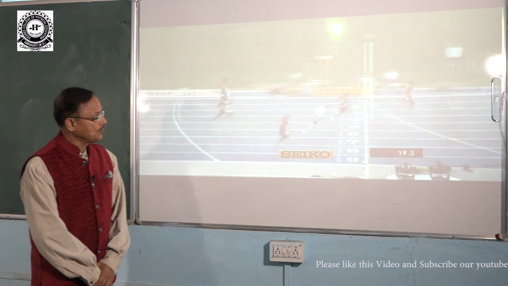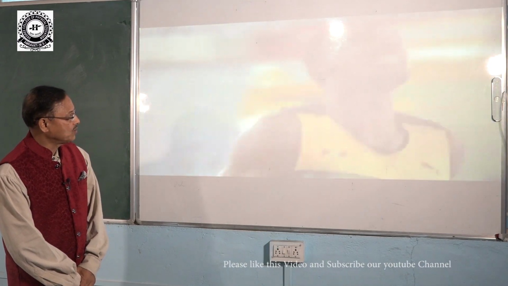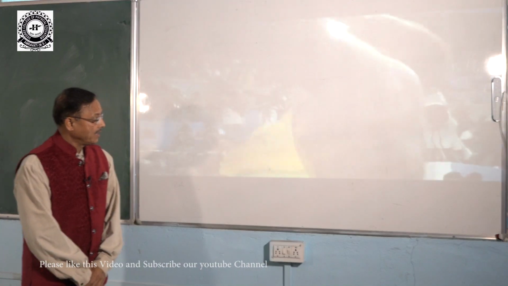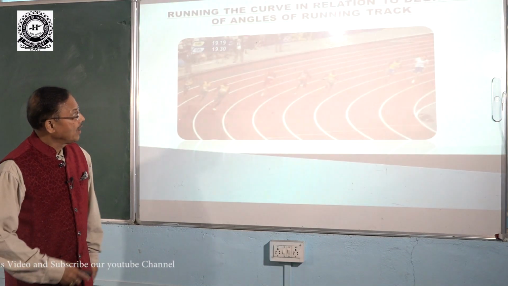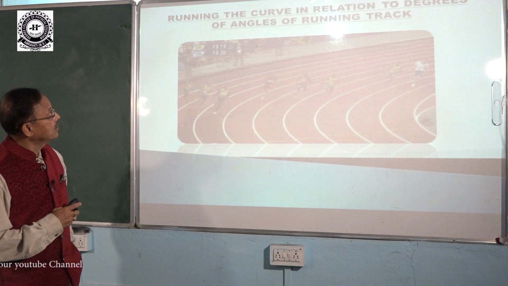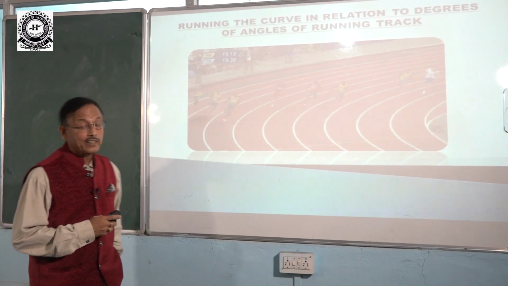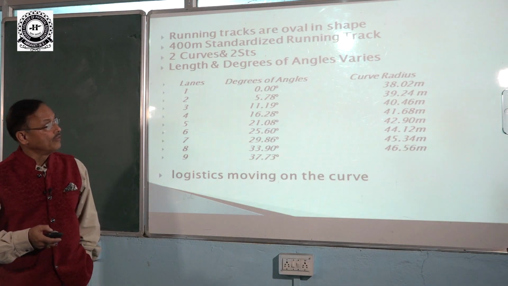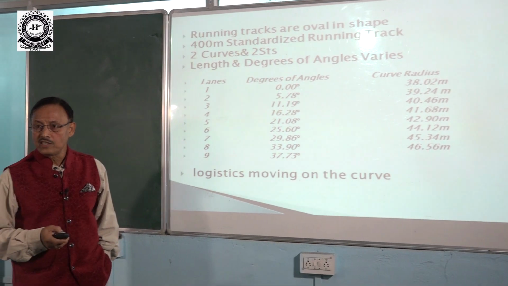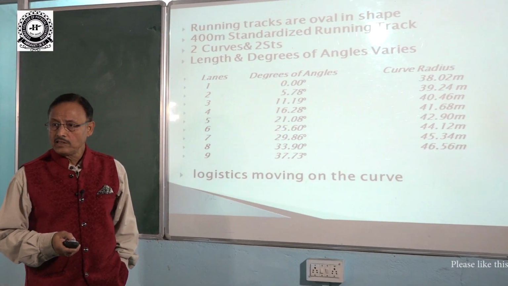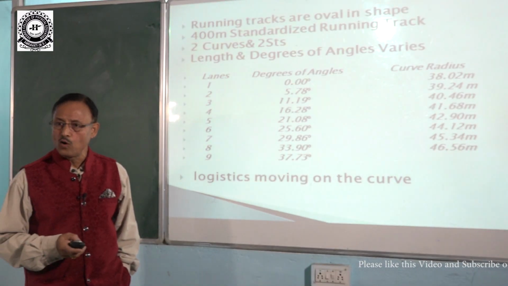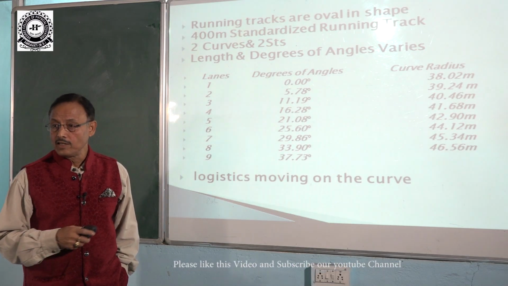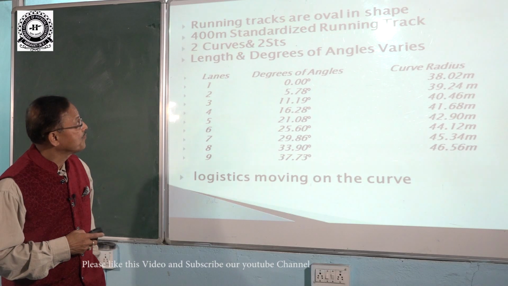Now you see this is almost the first 100 meters. You see the distance of 200 meters is covered by Usain Bolt. Yes, next slide. Yes, the way I was talking about running the curve in relation to the degrees of angles of the running track. You see the running track is oval in shape. The length of the internationally standardized running track is 400 meters, and here you can very well see the 400 meter track has an oval shape, 2 curves and 2 straights, right?